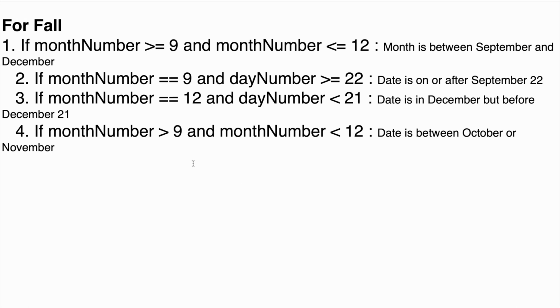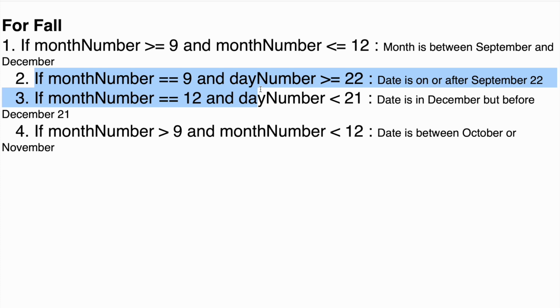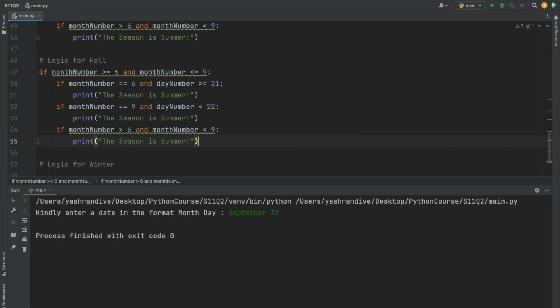So it's pretty simple. Let's follow our guide right here. So if the month number is greater than or equal to 9, which is if it is September or if it is after September, and if it is December or before December. So if the month is between September and December, then we need to check for September and December individually first. So first off, let's code our first condition, which is if the month number is greater than or equal to 9 and the month number is less than or equal to 12.